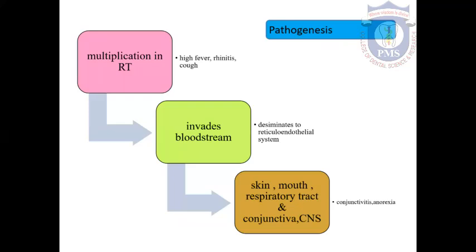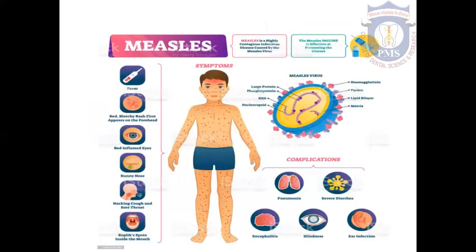Target sites. The main target sites of the virus is predominantly seated in the epithelial surface of the body, including the skin, respiratory tract, conjunctiva, and CNS. Again, once again, the route of transmission, that is multiplication in respiratory tract causing high fever, rhinitis, and cough, which then invades the bloodstream, disseminates to reticuloendothelial system, and the final target sites include skin, mouth, respiratory tract, conjunctiva, and central nervous system. Various conditions associated with measles is shown in this figure.